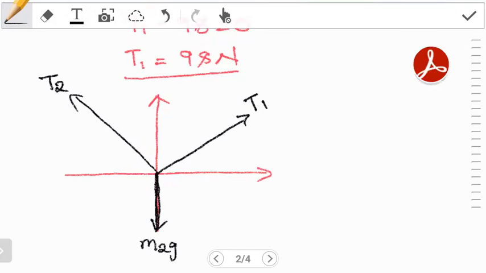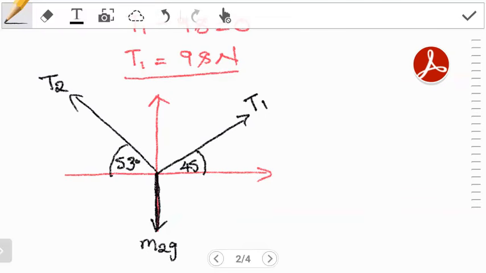Now this is the part where, to actually work this out, we have to resolve them. So we want to resolve them. After we resolve them, then we're going to add the components and equate them to 0. So to resolve these vectors, this angle is given as 45 degrees, and this angle is given as 53 degrees.